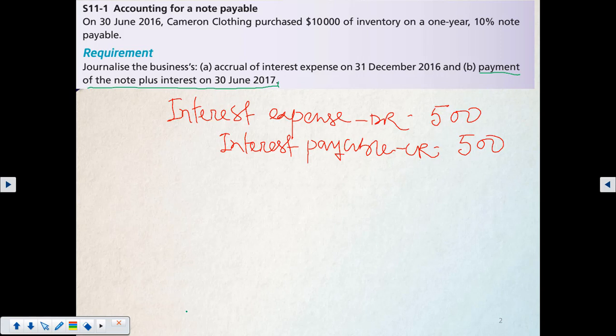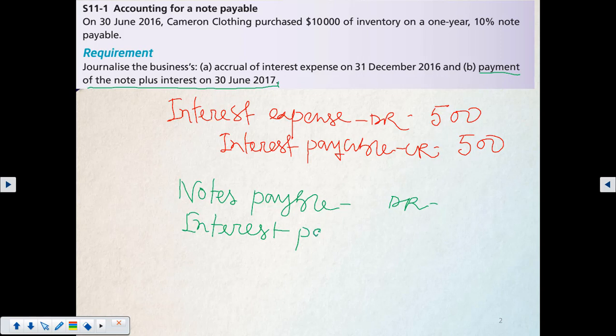Okay. Anyone? What will be the journal entry? Notes payable debit, and then interest payable debit, and then cash. What else? Very good.